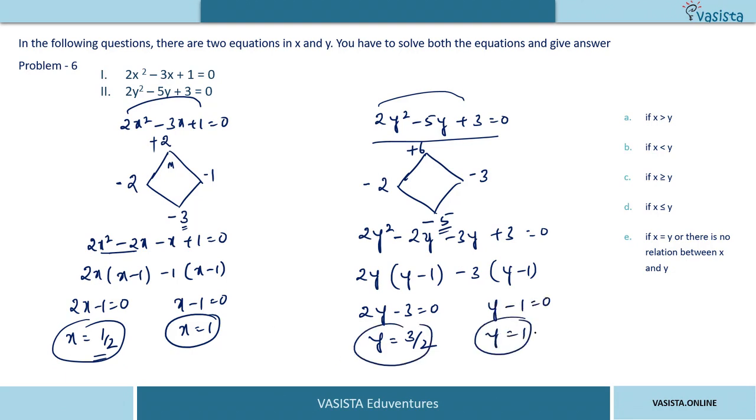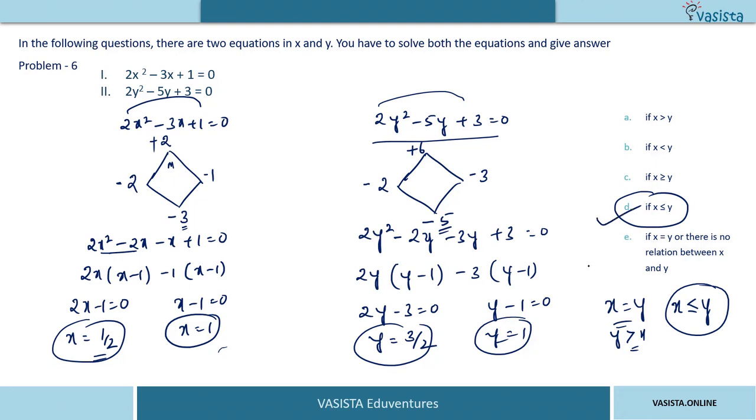By comparing these, x is equal to 1 by 2 or 1, and y is equal to 3 by 2 or 1. Here y is greater than or equal to x. So obviously the answer will be x is less than or equal to y. Option D is the right one. Hope you understood. Let me go with the next problem.